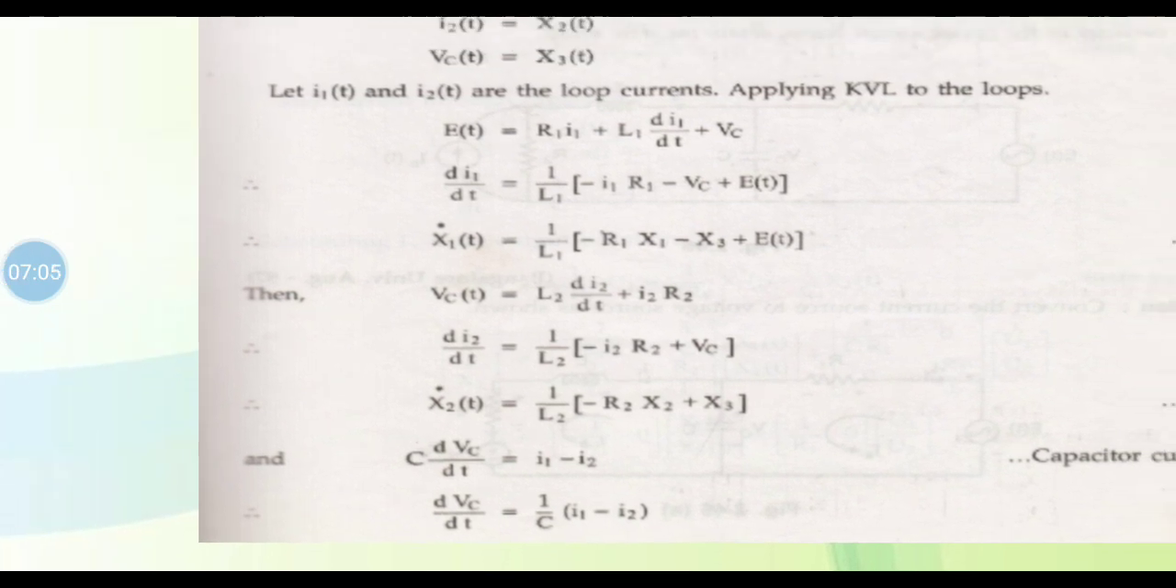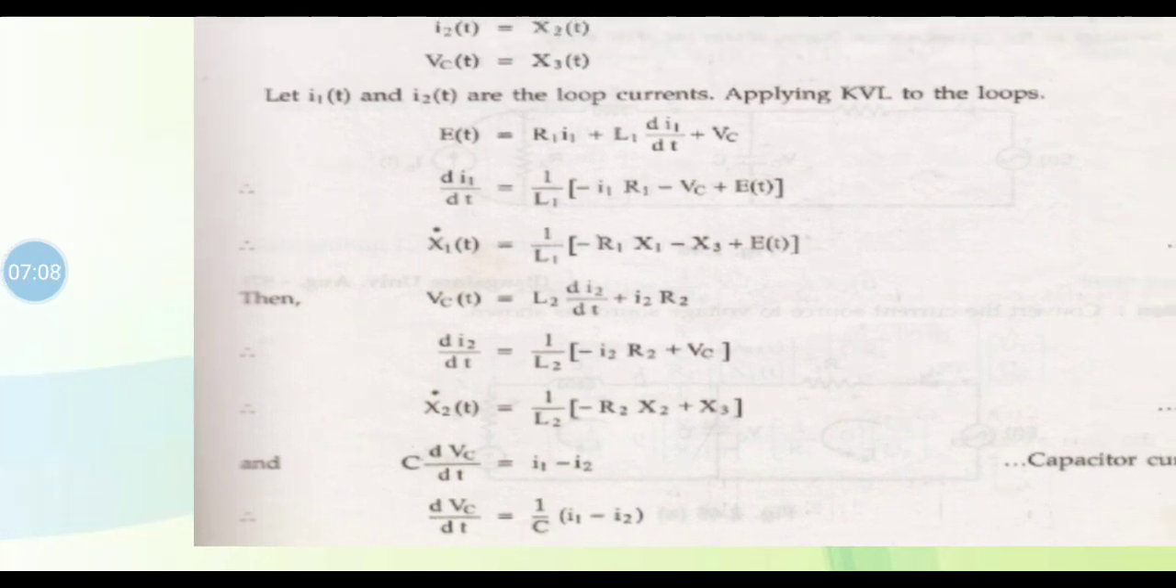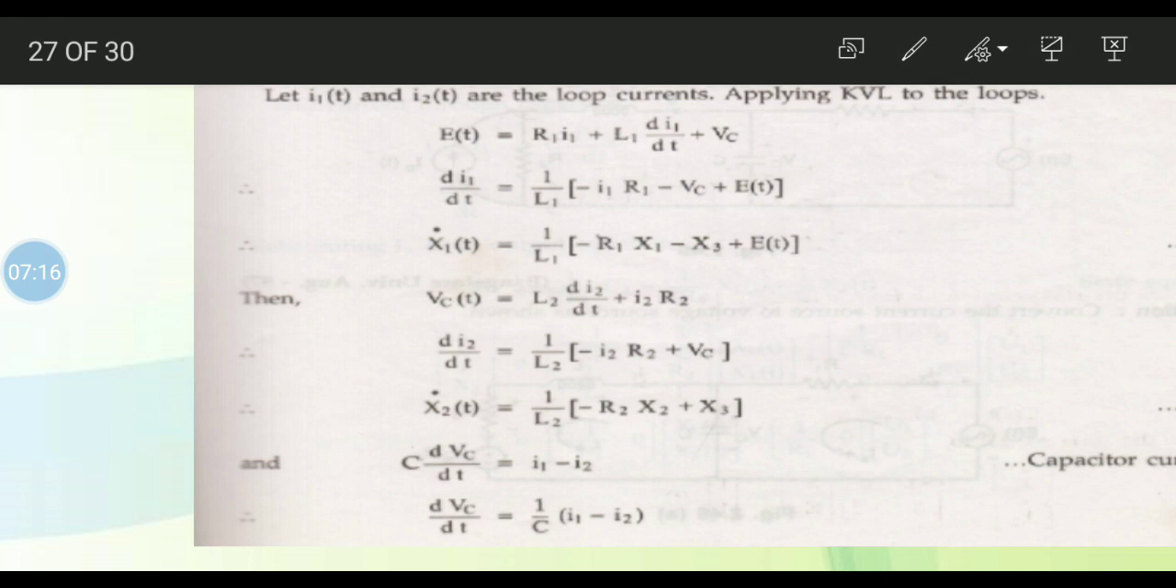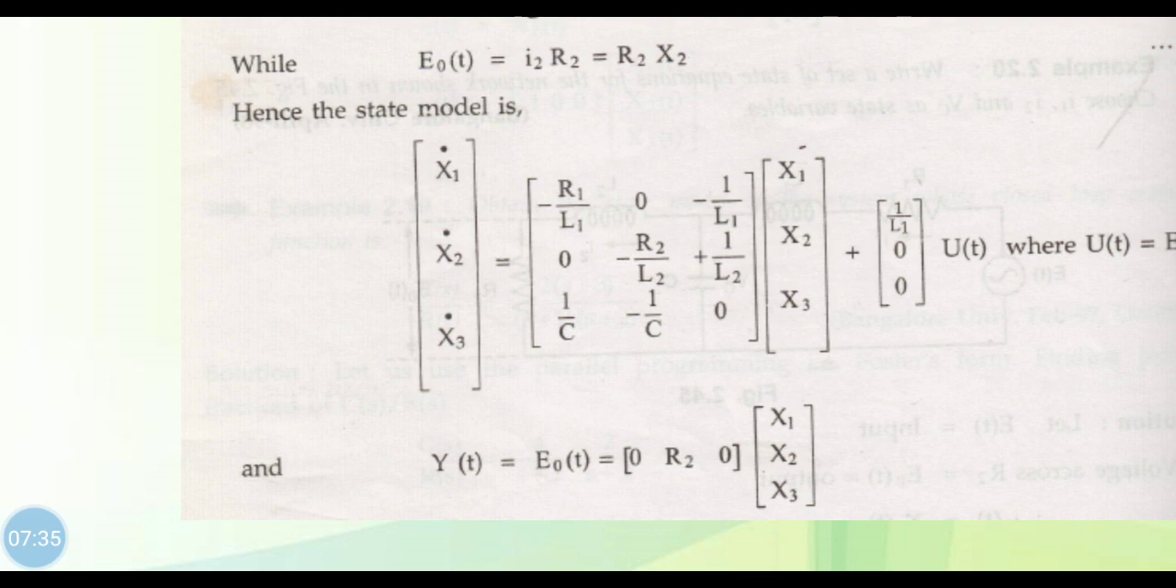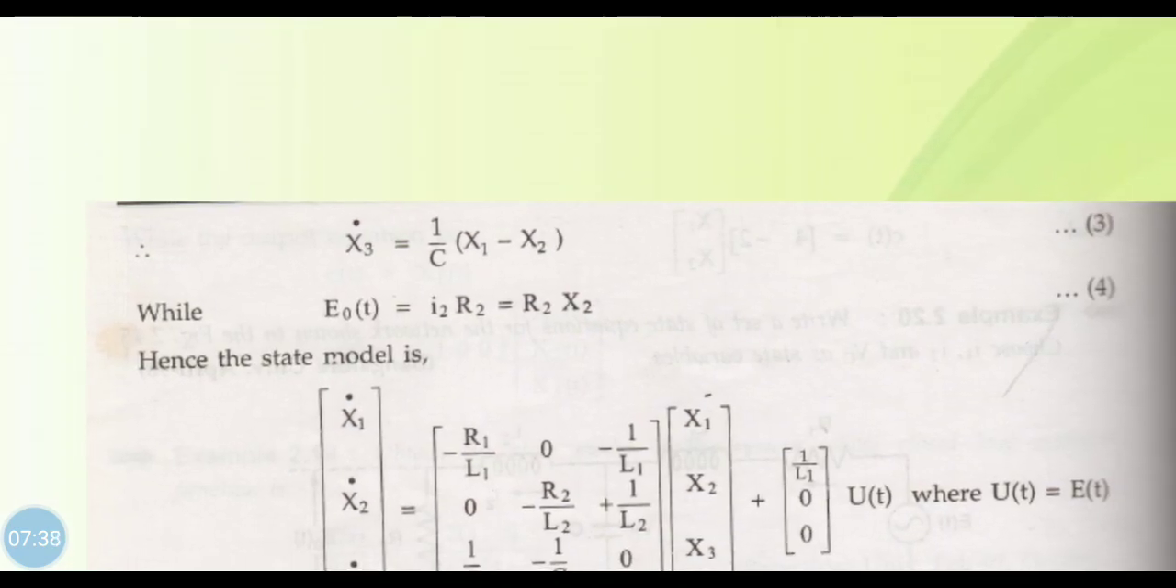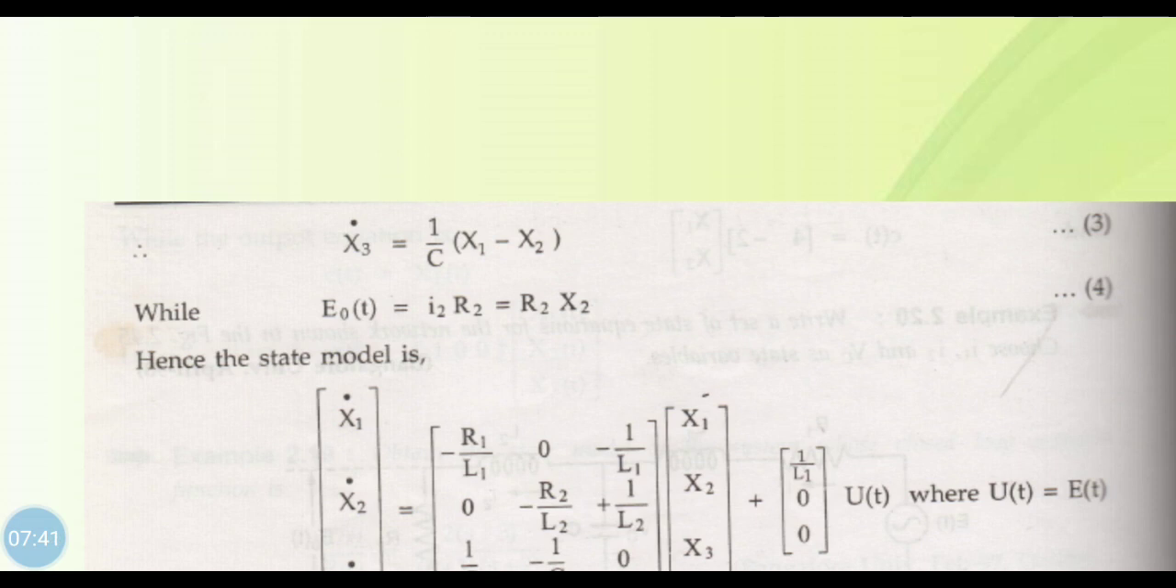Then we can write the current through the capacitor as C dVc by dt, which is equal to I1 minus I2. So dVc by dt is 1 by C times I1 minus I2. So C dVc by dt is taken to be x3 dot.